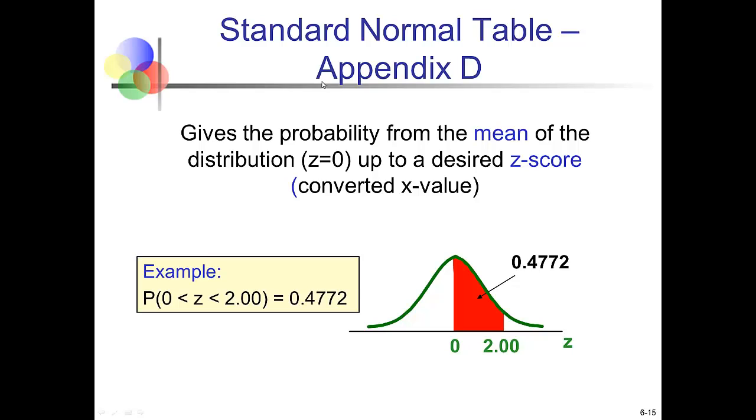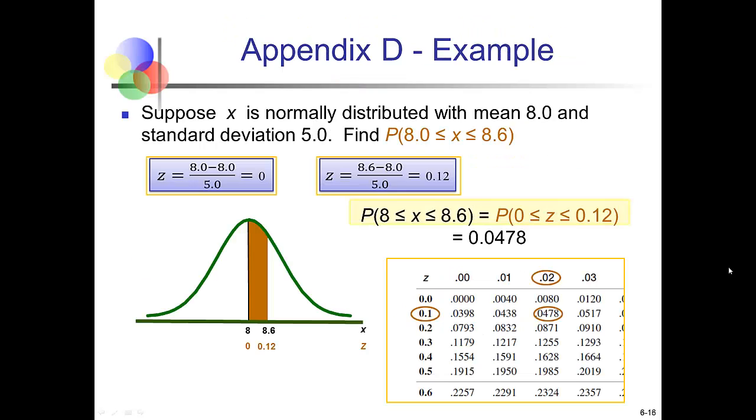So the book's standard normal table is in Appendix D. It gives us the probability between the mean and some x value that we're interested in. So I put here, it gives the probability from the mean of the distribution, that would be a z-score of 0, up to a desired z-score, which is really the converted value of x. So it could give us something like this, the probability of being between the mean and 2 standard deviations above the mean. For an example of this, pretend that the mean is 8 and the standard deviation is 5.